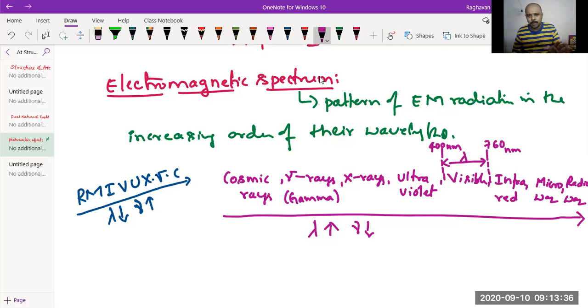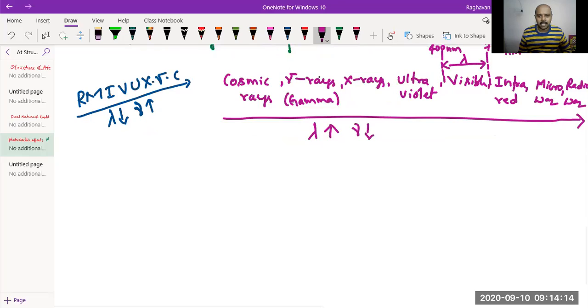There are books which give 380 to 760, or certain books that give rounded off figures, 400 to 800. No problem. This is said to be a continuous spectrum, so that kind of disparity will be there. It is an approximate value. You just need to remember 400 to 760 or 400 to 800. Any radiation whose wavelength lies between 400 to 760 nanometer can be seen by naked eye. Beyond these two limits, we can't see. So a very small portion of the entire electromagnetic spectrum can be seen by naked eye. Rest everything we can't see. Next, we'll take up types of spectrum.